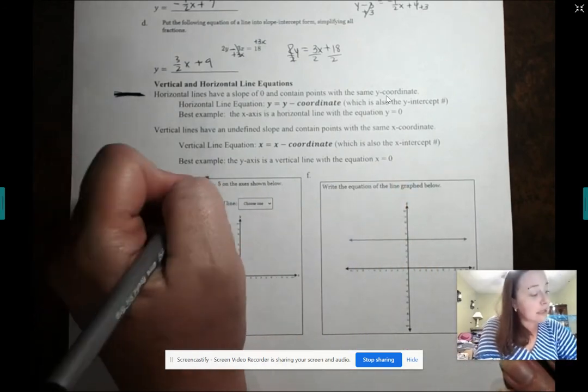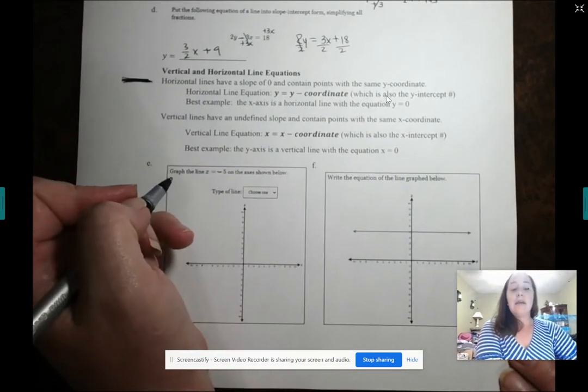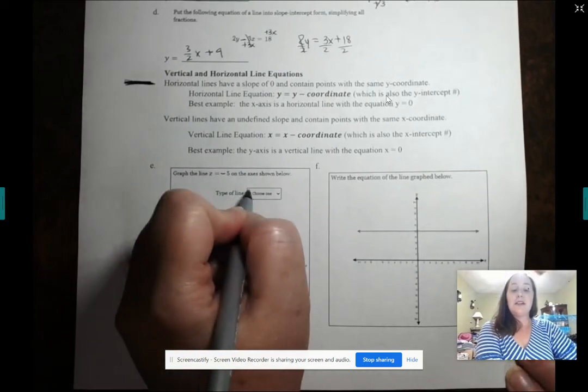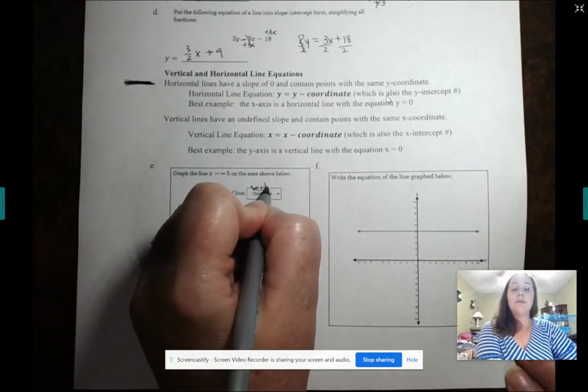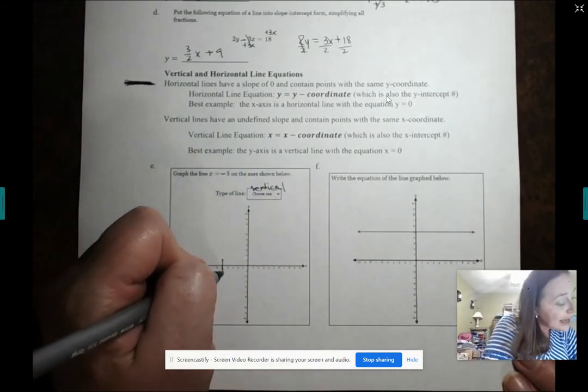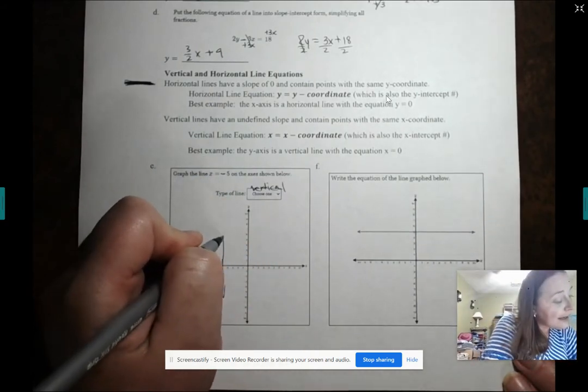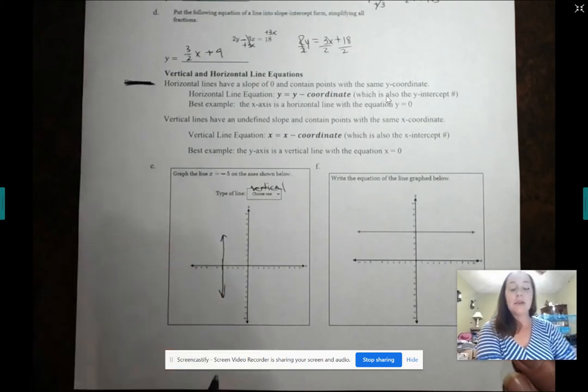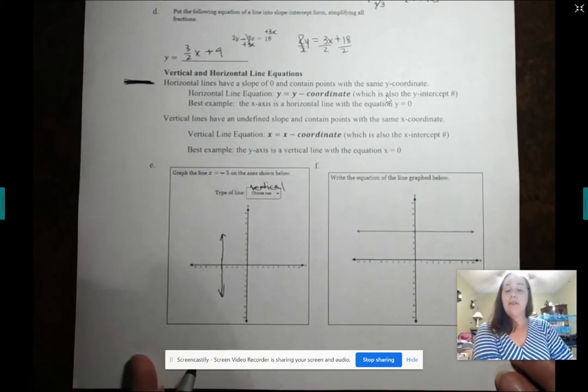Now here they're asking me to graph a line. You have to decide what type it is. It starts with x, so of course it's vertical. And then I'm going to go to the x-axis to -5, and I'm going to draw a vertical line through it. You may have to plot 2 points and then connect them with a line, but that's easy enough.